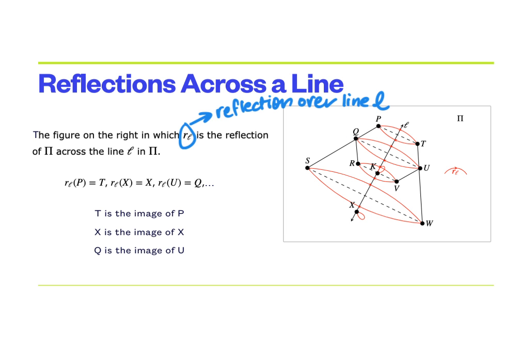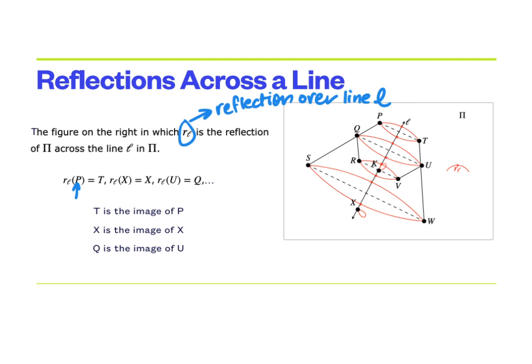Now, some vocabulary. T is the image of P. X is the image of X. Q is the image of U. Whatever goes in, we refer to as the pre-image. And whatever comes out is referred to as the image.